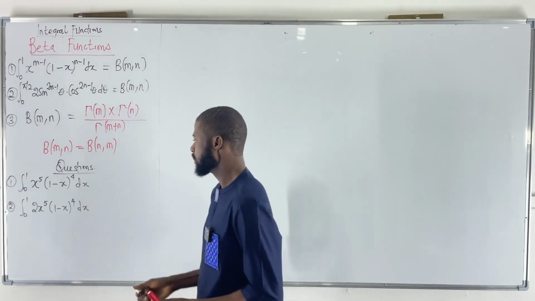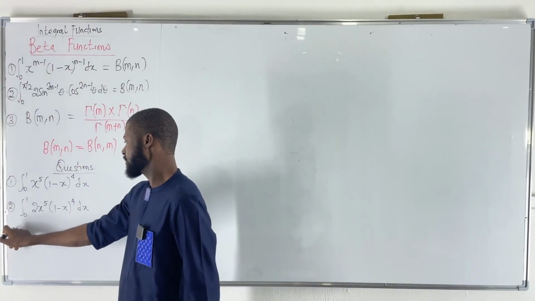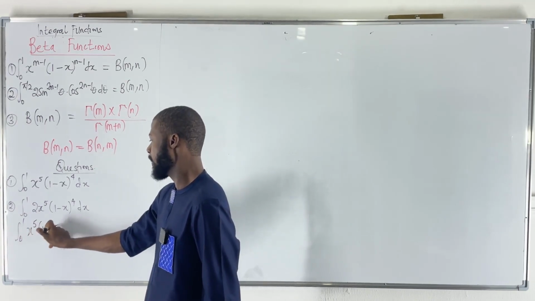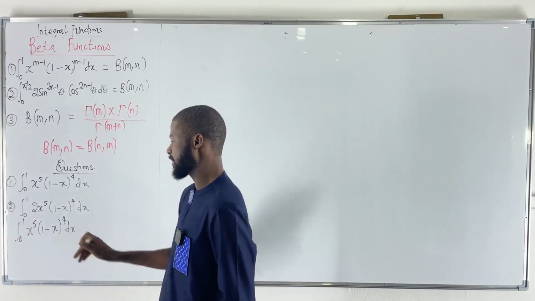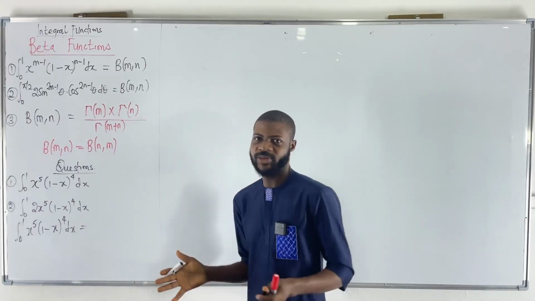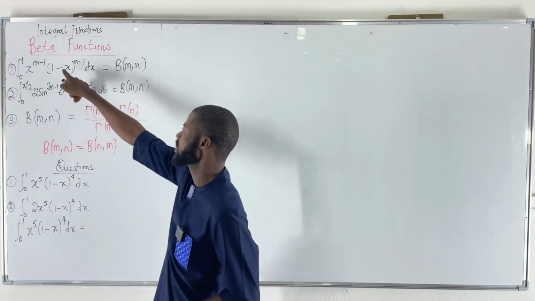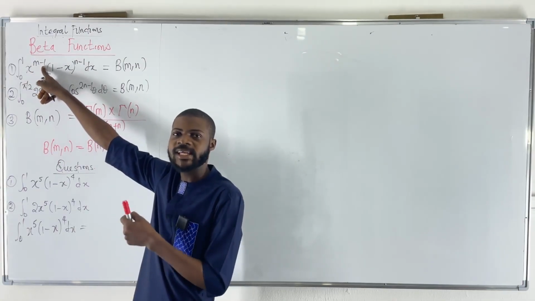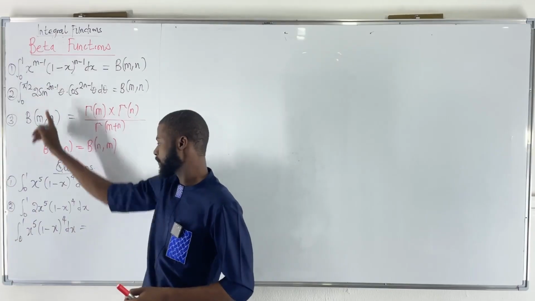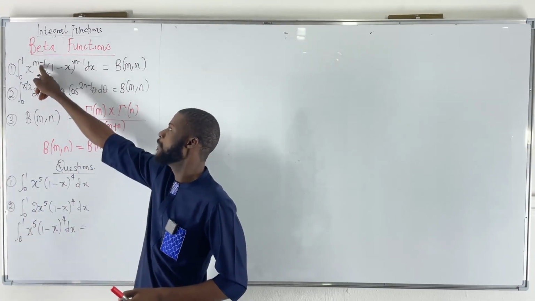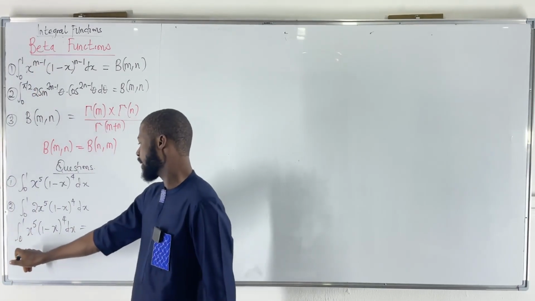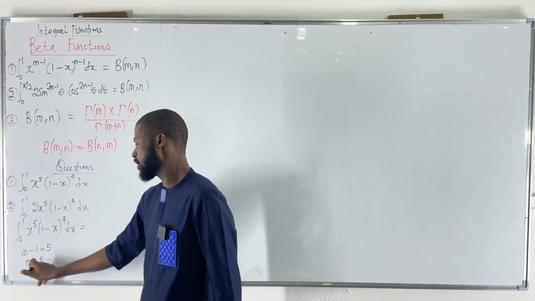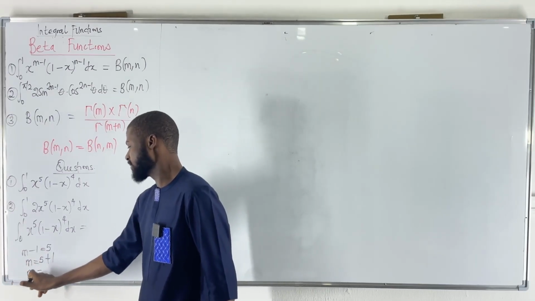So the first one says, we have the integral from 0 to 1, x to the 5, 1 minus x to the power of 4 dx. Now, this is actually much more straightforward. You want to compare this to this. So this is x to the power of m minus 1. This means that any power that x has is actually m minus 1. So this 5 is m minus 1. So m minus 1 is equal to 5. That means m is going to be 5 plus 1. So that's m equal to 6.